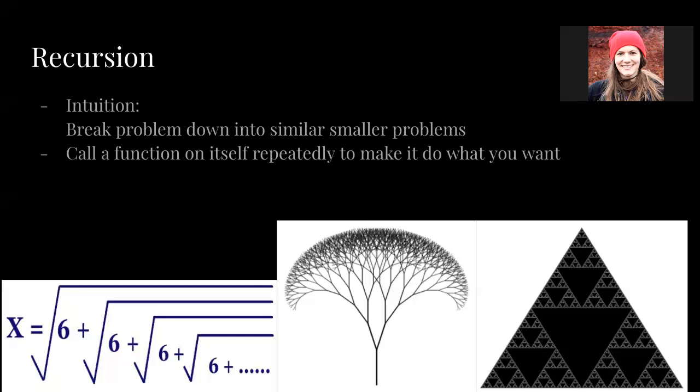In code, the way we can do that is we can call a function on itself repeatedly with maybe slightly different inputs to make it do what you want at the end. So for example, if we thought about this, right? It's like similar chunks all the way down. Each one of these is a similar unit. You keep breaking it down into a smaller, smaller, smaller problem. That's the gist of how recursion works here.